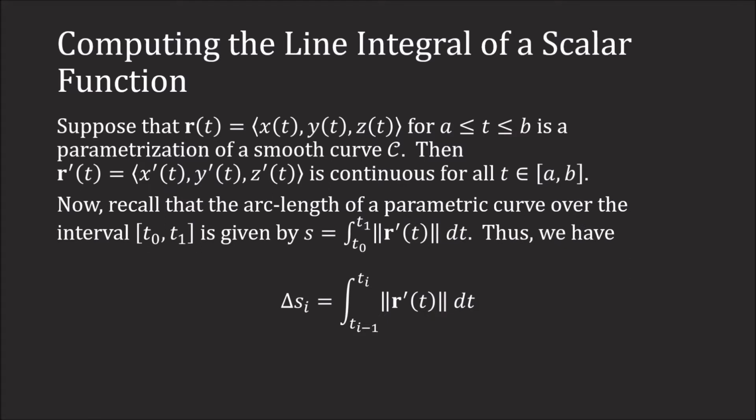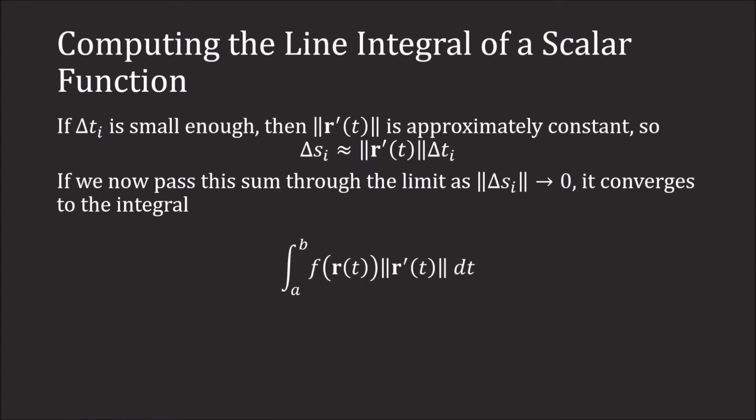Now recall that the arc length of a parametric curve over the interval t0 to t1 is given by this integral right here. So we have that delta s sub i is the integral from t sub i minus 1 to t sub i of the norm of r prime of t dt. If delta t sub i is small enough, then this norm is approximately a constant. And so we can approximate delta s sub i as the norm of r prime of t times delta t sub i. If we now pass this sum through the limit as the norm of delta s sub i approaches 0, so remember this is just the maximum of delta s sub i, it converges to this integral from a to b of f of r of t times the norm of r prime of t dt.